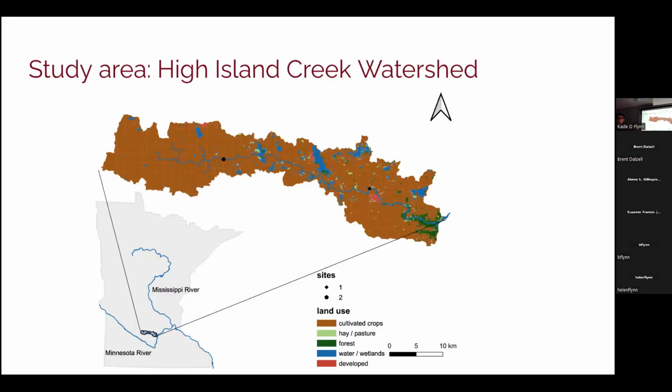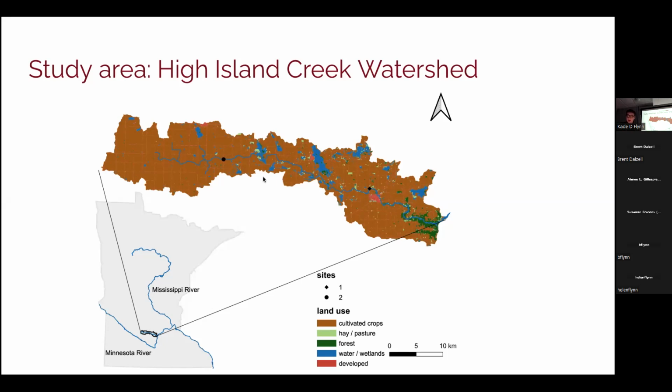So I'll talk a little bit more about the area that we were studying. The watershed we worked in was High Island Creek watershed, which you see here is a tributary of the Minnesota River, which flows into the Mississippi River. So export from this watershed in particular is directly connected to these local and continental scale environmental issues that I talked about in the introduction. And the entire watershed really is dominated by cultivated cropland, which is shown here in brown.